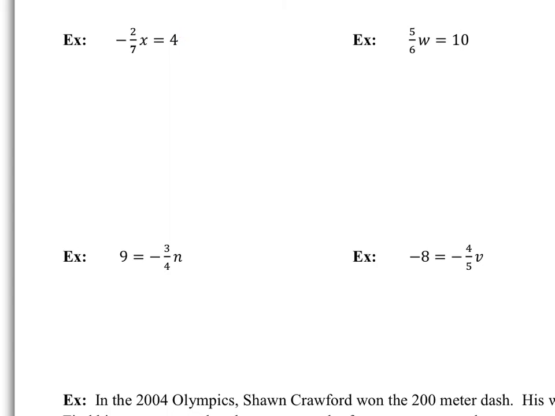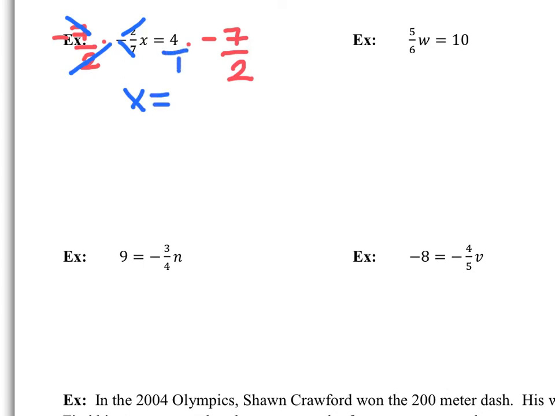So rather than actually divide, all I'm going to do on both sides is multiply by the reciprocal, which is negative 7 over 2. And then whatever I do to one side, I have to do to the other. So I'm going to put negative 7 over 2. And if you cross cancel, your negative 7s would cancel and your 2s would cancel. So you're actually left with x all by itself.